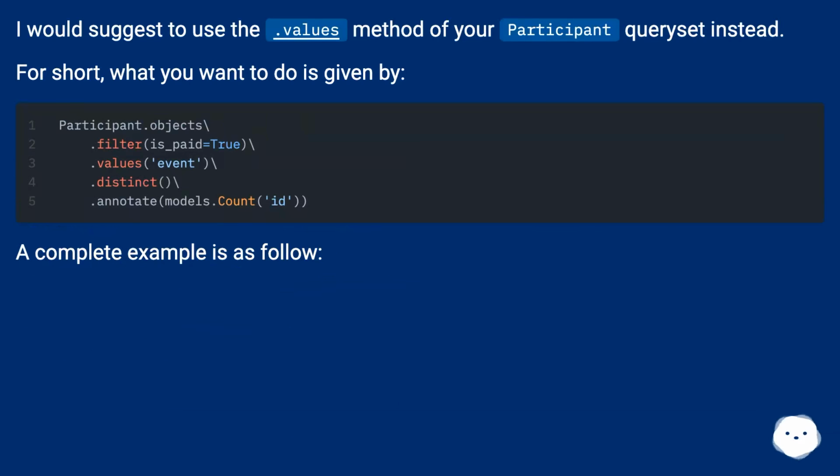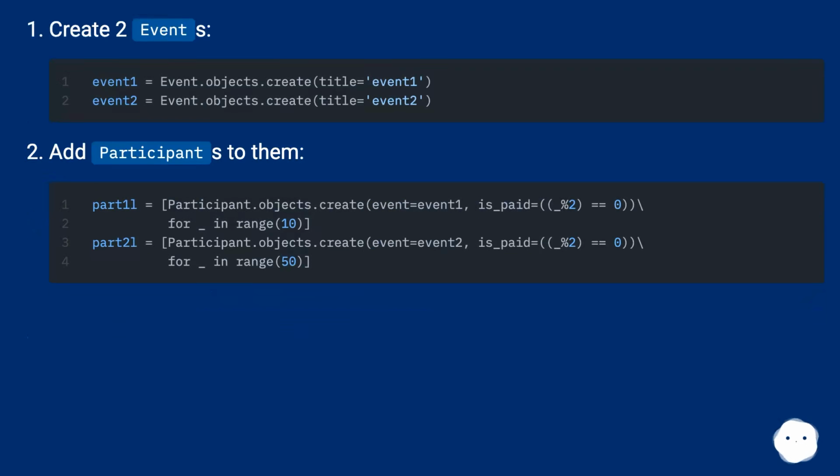I would suggest using the .values method of your participant queryset instead. In short, what you want to do is given by this. A complete example is as follows. Create 2 events. Add participants to them.